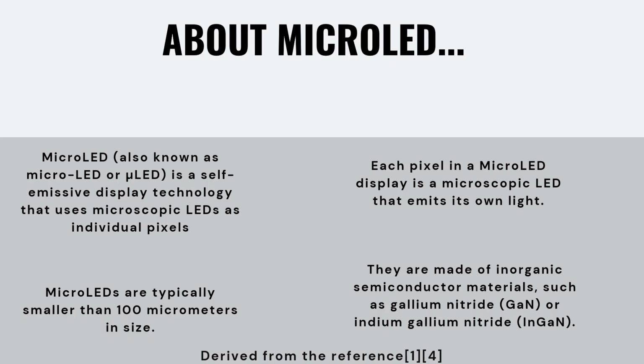Then about the micro LED. I already said the microLED is a self-emissive display technology that uses microscopic LEDs as individual pixels, and each pixel in a microLED display is a microscopic LED that emits its own light. The micro LEDs are typically smaller than 100 micrometers in size. They are made up of inorganic semiconductor materials such as gallium nitride or indium gallium nitride.